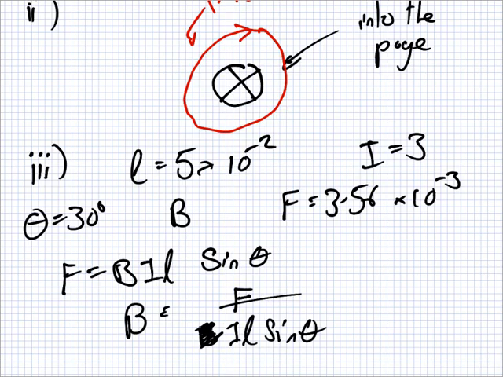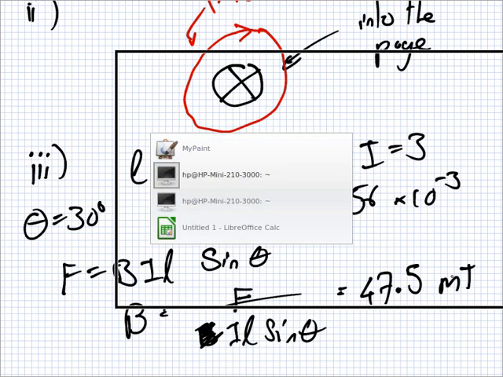3 times L, which is 5 times 10 to the minus 2 times sine theta. And the theta is 30, but actually I need to have my calculator back in degree mode. And I get 47.5 millitesla, which is correct. And that is the end of version 4. Okay. So I'll close this now. Yes?